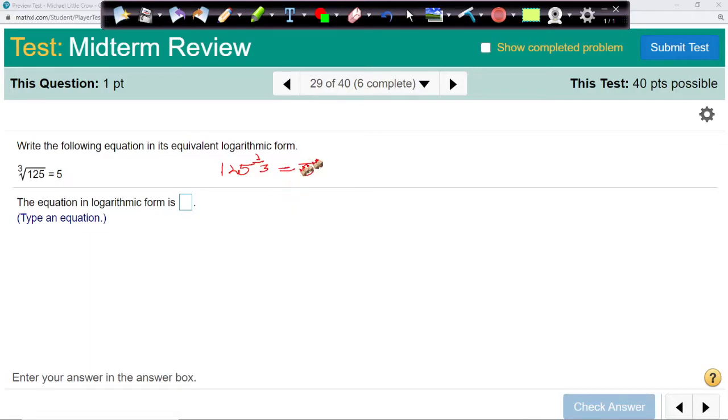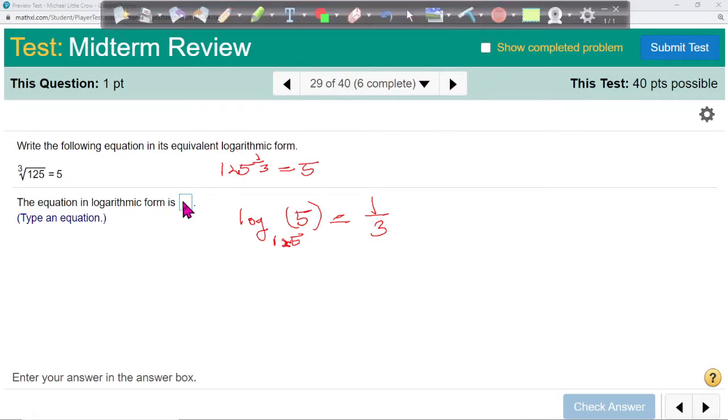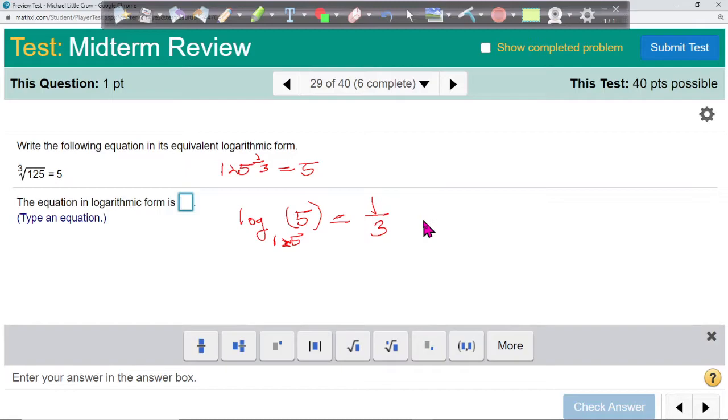This is what I like to call the log dance. The base of an exponential is the base of the logarithm. So this is going to be log base 125. And then what happens is the exponent becomes the answer, and the answer becomes the input. That's what we write. Log base 125 of 5 equals 1/3.